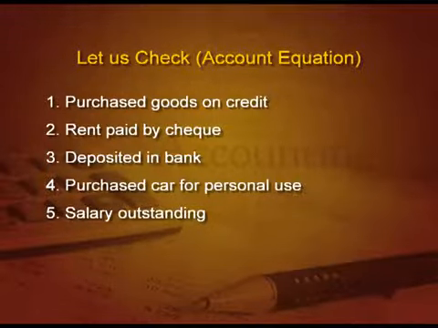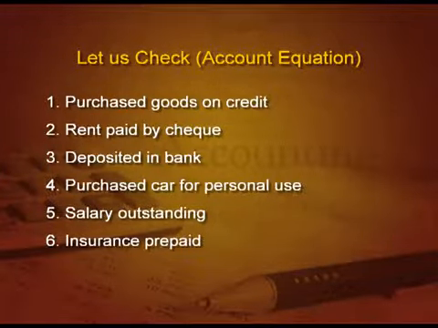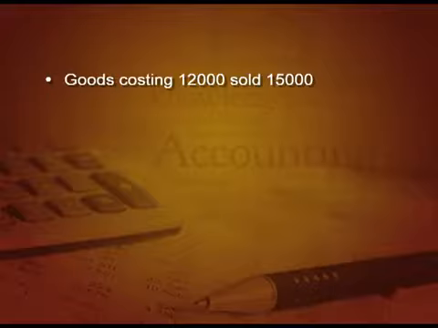Similarly, the next point, insurance prepaid. We have paid more insurance. Definitely cash is going out. But insurance prepaid means it is an asset for us. Next time we don't have to pay that much amount. So one asset decreasing, that is cash, and one asset increasing, that is insurance prepaid, which will be other current assets, right?